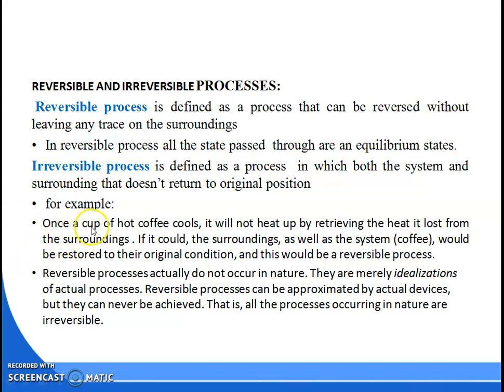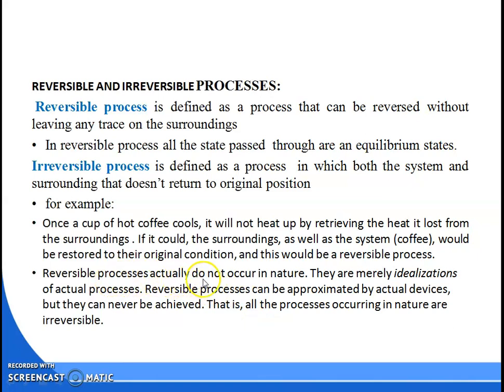Suppose I give an example. One cup of hot coffee cools. It will not heat up by retrieving the heat it lost to the surroundings. One hot coffee will cool, but it is not possible to retrieve the heat that was lost and use it to heat the coffee. If it could, then the surroundings as well as the system would be restored to their original condition. This would be a reversible process. Otherwise, it is not possible, so it is an irreversible process.